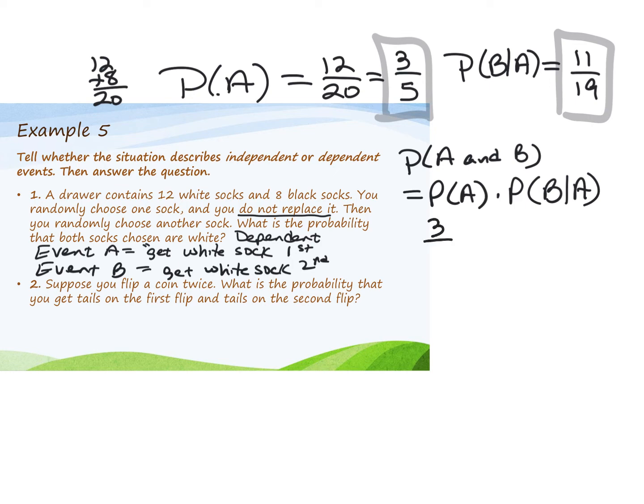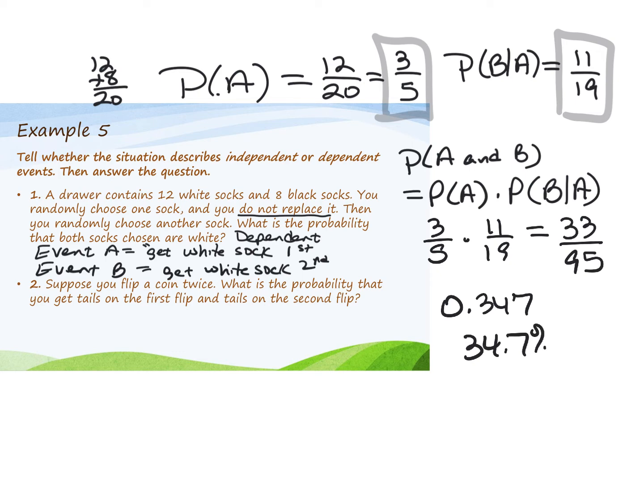So 3 over 5 times 11 over 19, I can't reduce anything, so I'm just going to multiply. 33 over 95. I'm going to turn it to a decimal. It becomes 0.347, made into a decimal, and then rounded to the nearest whole percent, 35%. So this will be the probability that both socks are white.